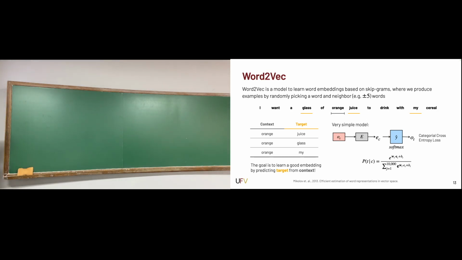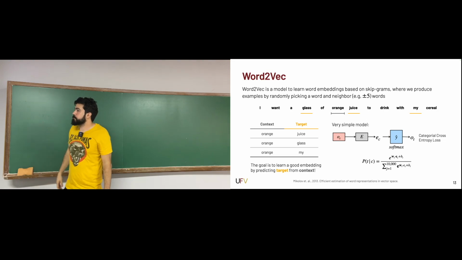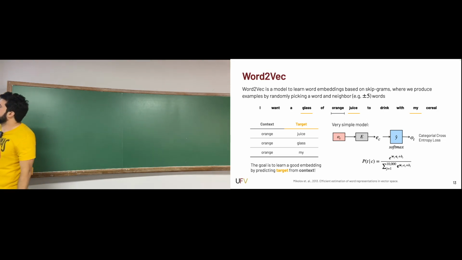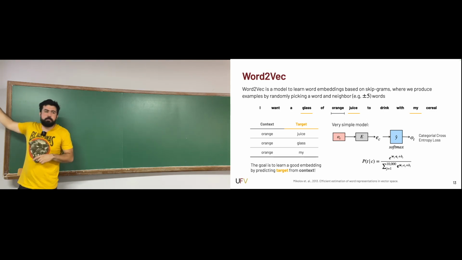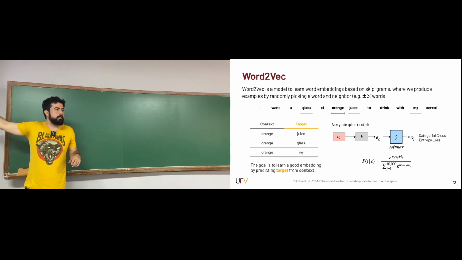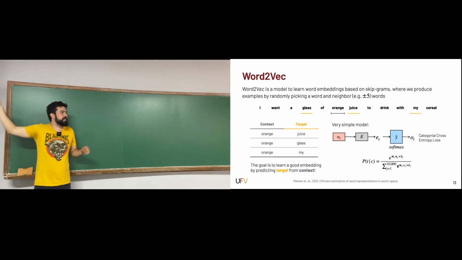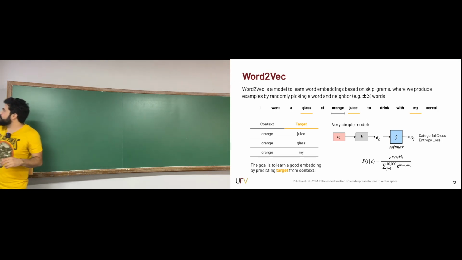So here I would get the context orange and I would sample neighbor words, juice, glass, my, from this window that is close to my word. The goal of my learning problem is to predict the target from the context. And the model is pretty simple. In fact, it's even simpler than the one we saw in the previous slide. Here we don't even have that hidden layer in green. It's just a simple output layer, a softmax classification layer.